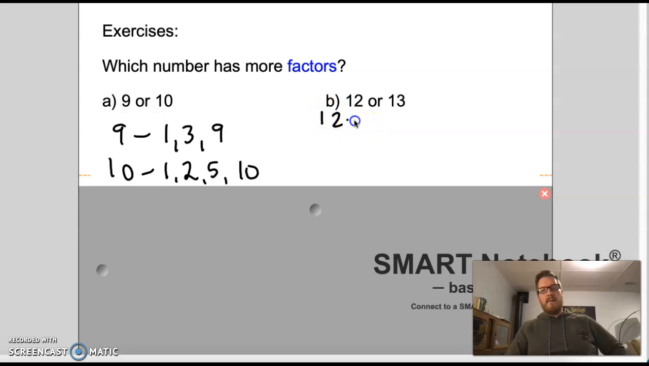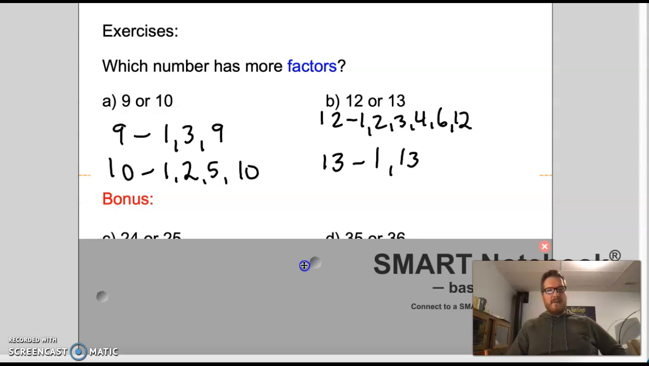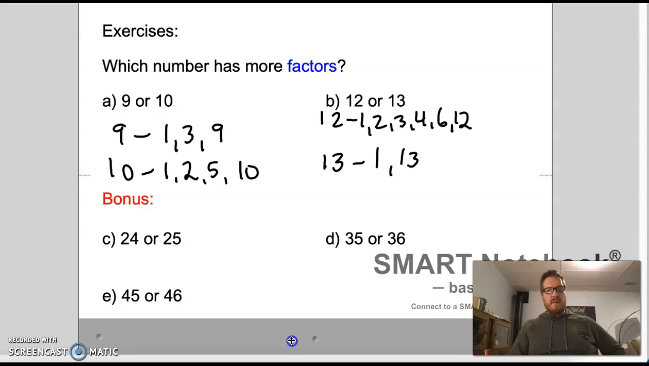If I have 12, 12 has 1, 2, 3, 4, 6, and 12. Those are all the factors of 12. And so for 13, there are actually only 2 factors, 1 and the number itself. And those are all the factors of 13. Now, because 13 only has 2 factors, that makes it a special kind of number, which we'll talk about in just a second, but I bet you can probably figure out which one it is.